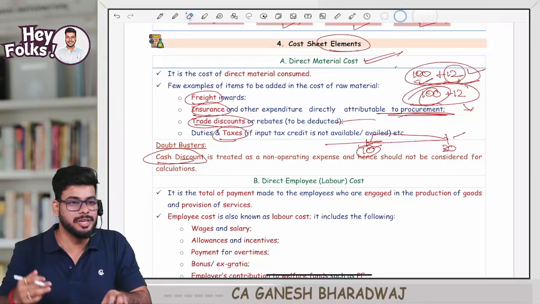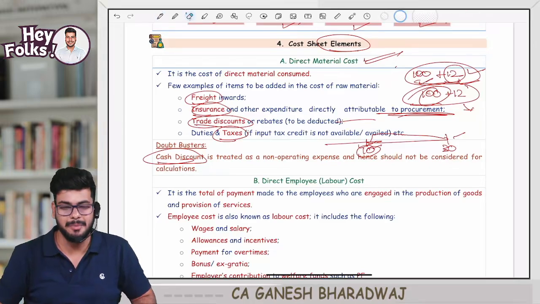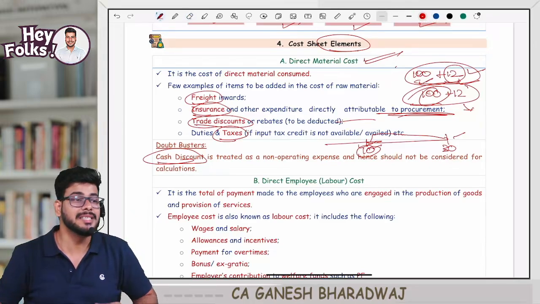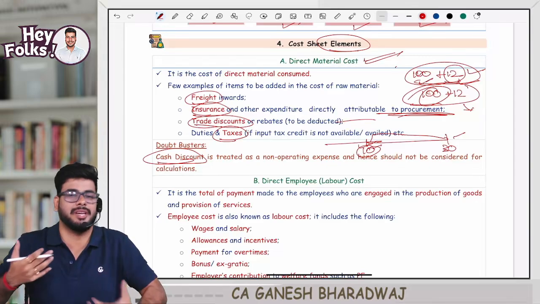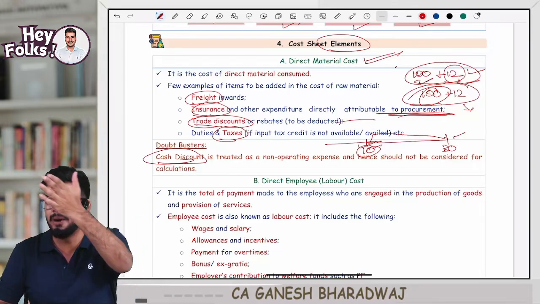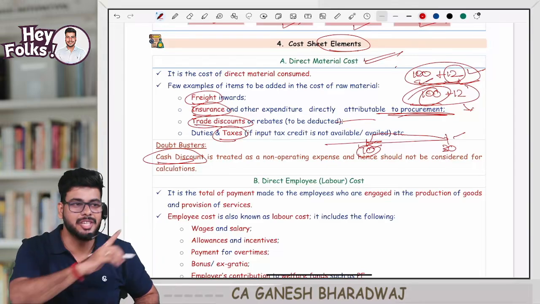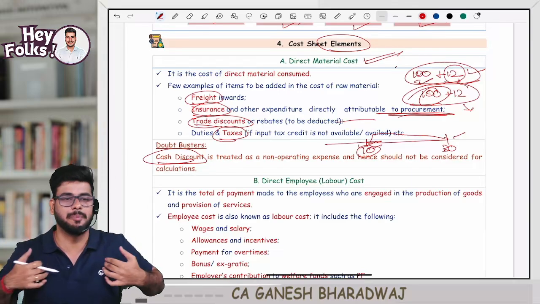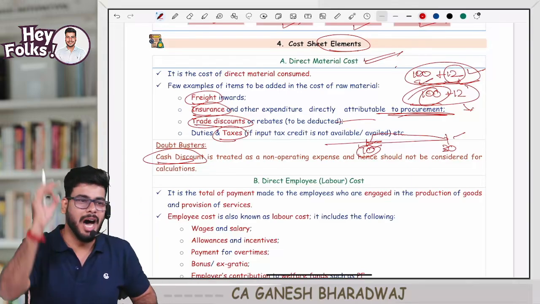So what he is doing is, if we ask you to make the payment earlier, you will not make the payment. Hence, he is incentivizing you by way of a cash discount. Ideally, this is all a part of your financing cost. Hence, it should never be considered for the purpose of our costing calculation. Are you clear with this?